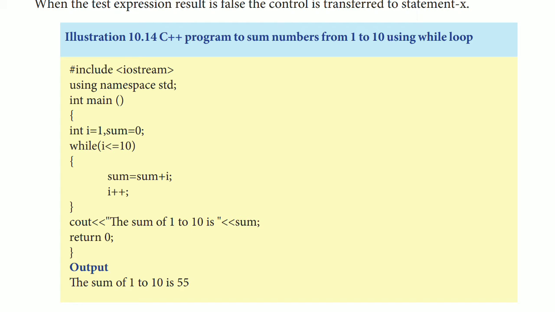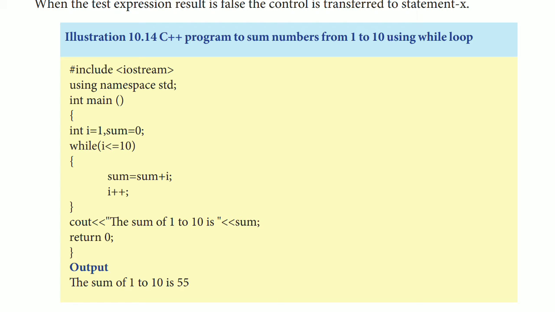Now in the next expression you can see that i plus plus. So i plus plus means increment statement. So it will increment the value by 1. Next, after execution of this statement, it will go back to the top of the loop. Again it checks the condition.